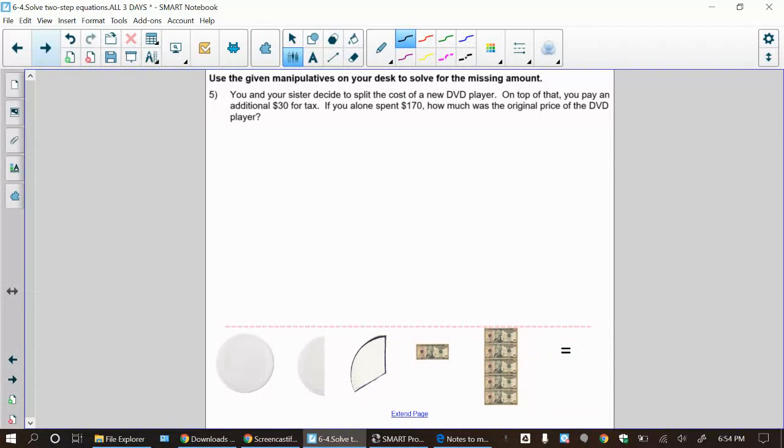Okay, so you and your sister decided to split the cost of a new DVD player. On top of that, you pay an additional $30 for tax. If you alone spent $170, how much was the original price of a DVD player? Okay, so this is what you and your sister, your two halves. Okay, then you also spent an additional $10, $20, $30.